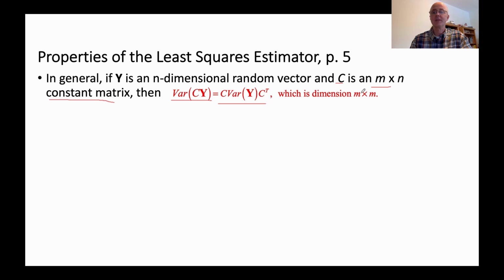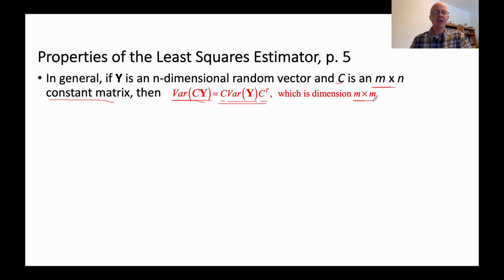This is a product of matrices. Keep track of the dimensions. That's so important for your understanding. C is m by n, and y is n by 1. C times y would be an m by 1 vector. Its variance covariance matrix would then be m by m. This thing on the right also better be dimension m by m. Well, again, C is m by n. The variance covariance matrix of y is n by n. We can multiply m by n times n by n. This is the transpose of C. That's n by m. So the product can be done, and the answer is going to be m by m.